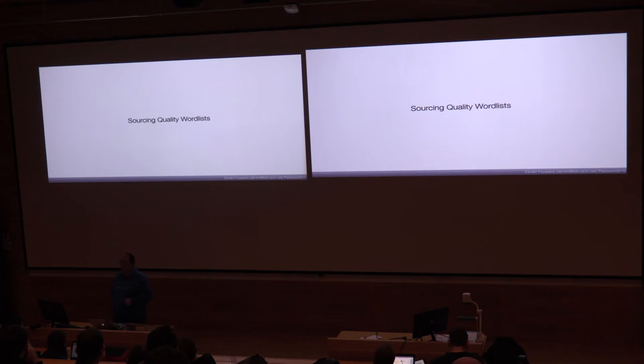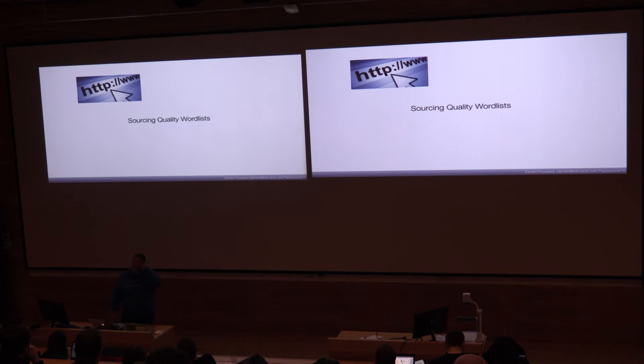So, sourcing quality word lists: where do we go to get good word list data, and how do we add this and work with it so that we get something that increases the efficiency of cracking for us? First place is the web. Now, when I say the web, I don't mean looking for other people's word lists on the web. I'm talking about targeting websites to help you build word lists.